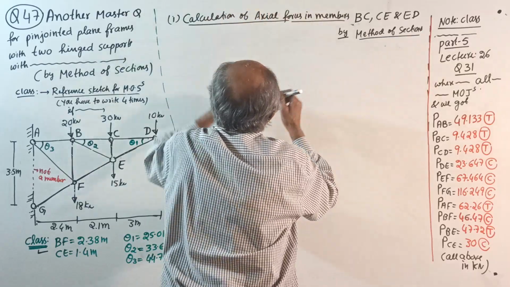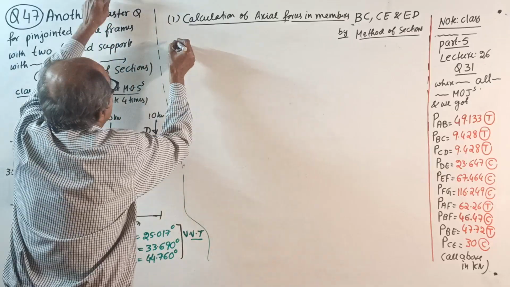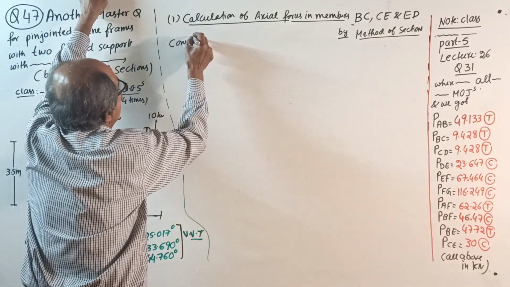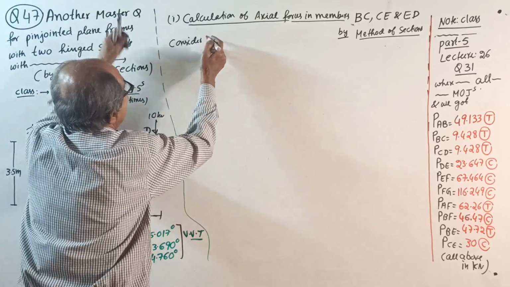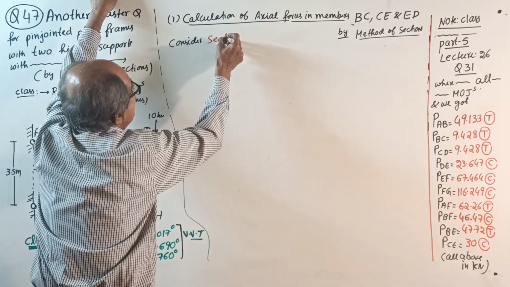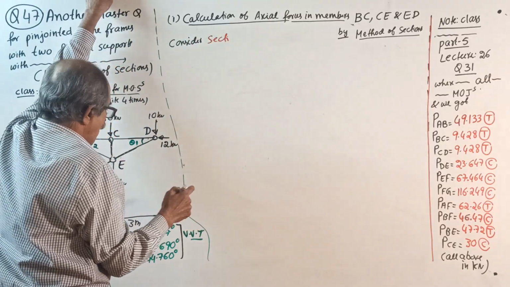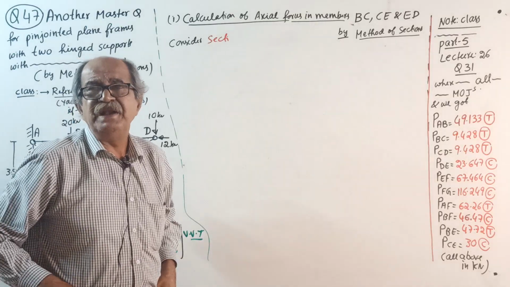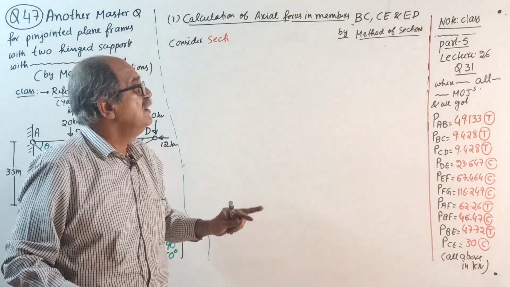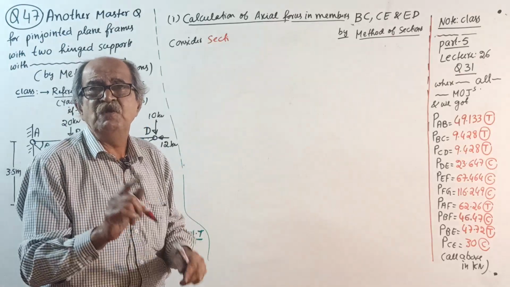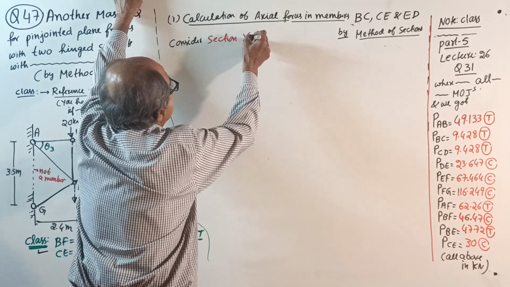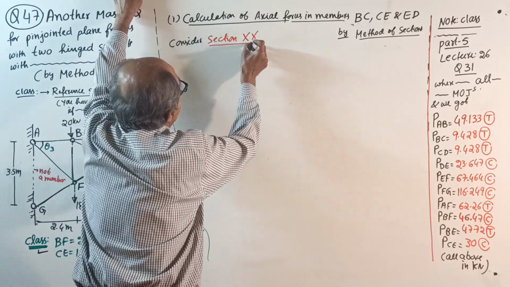Okay, sections. First step, consider section XX, in red color. And one more thing, make a note. All the 4 questions, you treat as independent questions. Among the 4, only 1 question will be given. Consider section XX.